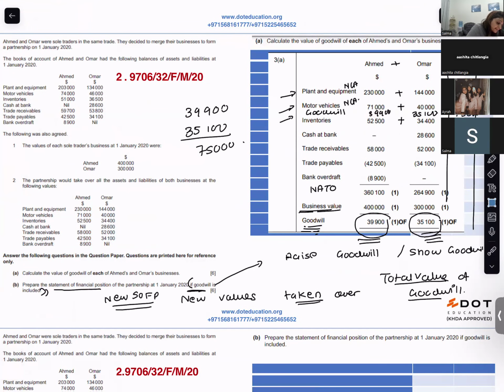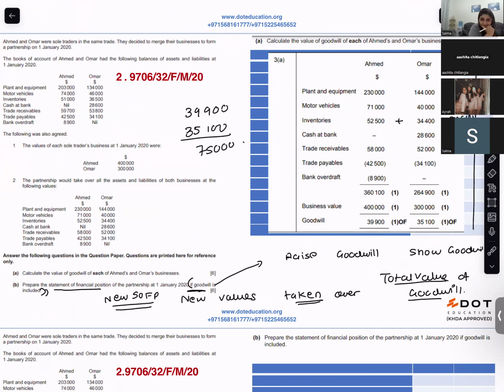What is the current assets? Inventories. What would be the total of your inventory? 86,900. Then cash at bank will be 28,600 only. Okay, now I want you to just look over here.